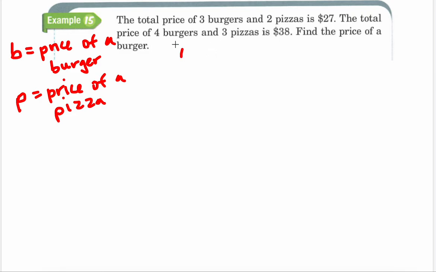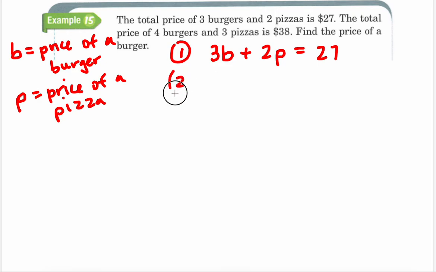Let me read the first sentence. The total price of 3 burgers and 2 pizzas is $27. Well, I don't know the price of a burger, but if I'm buying 3 burgers, I'm going to take however much the price is for a burger, and I'm going to multiply by 3 because I'm buying 3 of them. And it's the total price, so I'm going to add it to the 2 pizzas, 2 times whatever the price of the pizza is, added to 3 times whatever the price of the burger is, going to equal $27. There we go. That's the first situation.